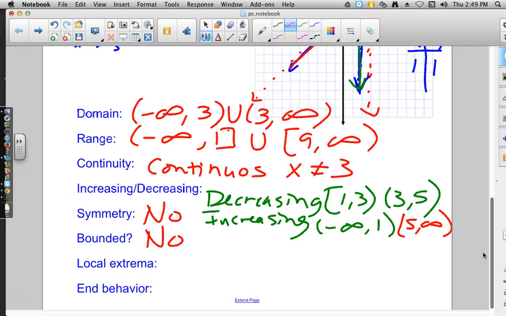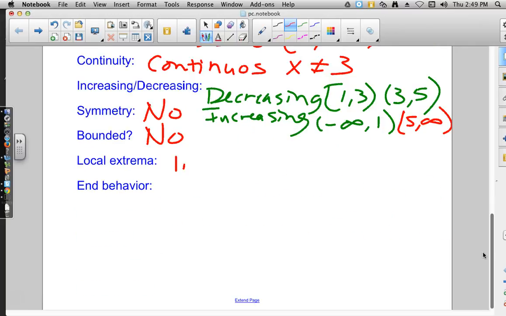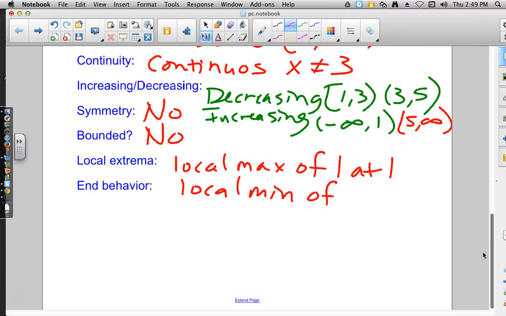And then we have our local max and local min. So a local max of, and that point that I said we'd probably use a calculator to find, that point was 1 at 1. And then a local min of, and the other point that we had to find, and that was 5, 9. It just ended up being perfect. So a local min of 9 at 5.